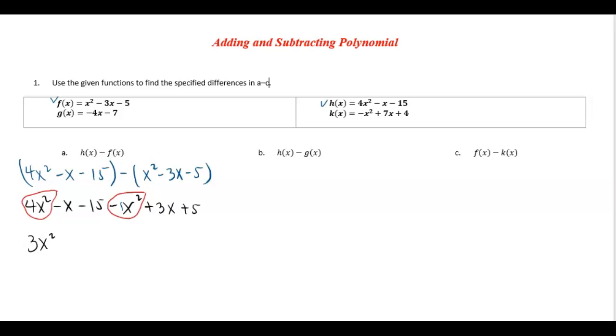Then we're going to check for the x. We got a negative x here, and we have a positive 3x over here. So we can say negative x or negative 1. Again, that's a 1 right here that you don't see. So negative 1 plus 3 is plus 2. So we're going to have plus 2x. Then you got the constant term, negative 15 and positive 5. Negative 15 plus 5 is negative 10. Put that in the calculator. That's what you will get.